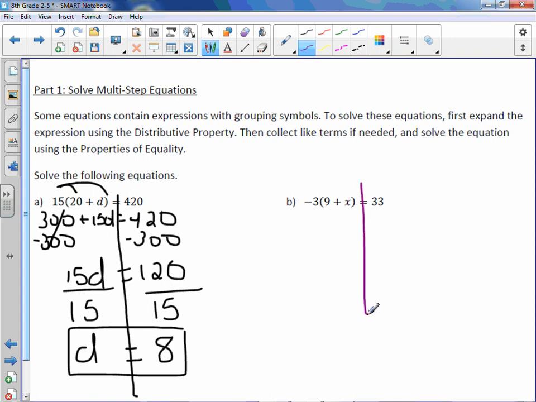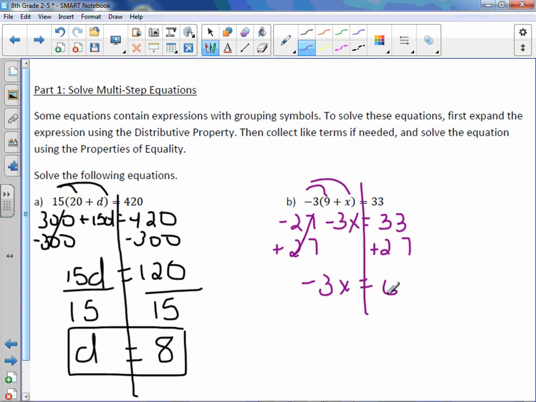Letter B. Again, use the distributive property. Negative 3 times 9 is negative 27. And negative 3 times x is negative 3x. Bring down the equals 33. Add 27 to both sides. Negative 3x equals 60. Divide by negative 3. X equals negative 20.